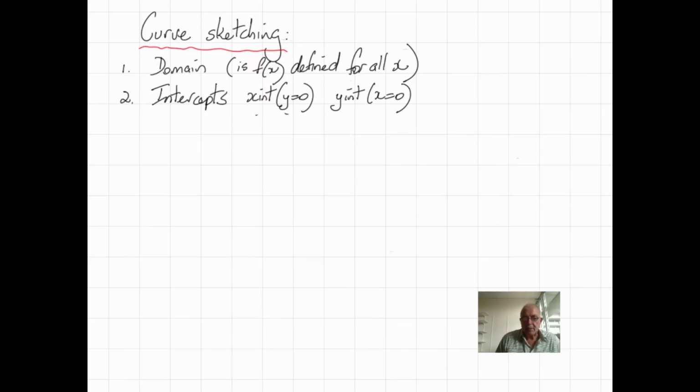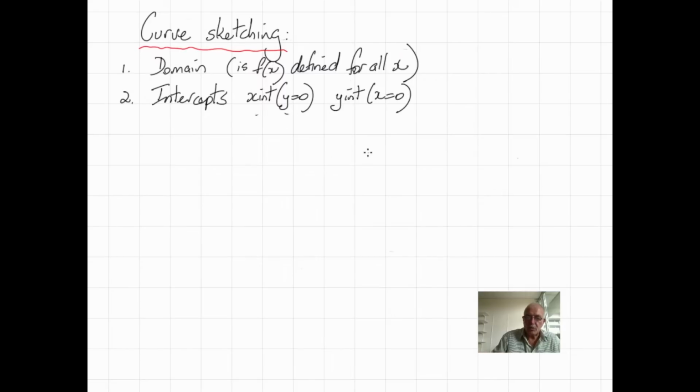The second thing you should address, the second step of the template, is to find all intercepts. Now, we find the x-intercept by putting y equals 0 and solving, and we find the y-intercept by putting x equals 0 and solving. So we note those and note them clearly.